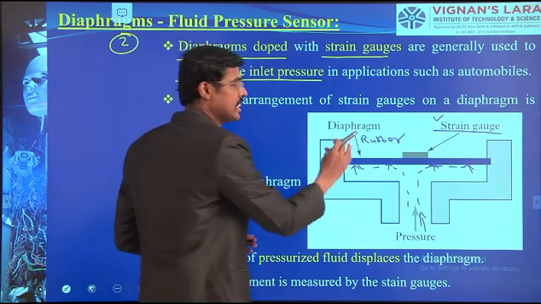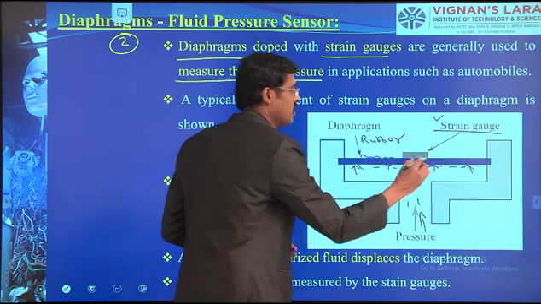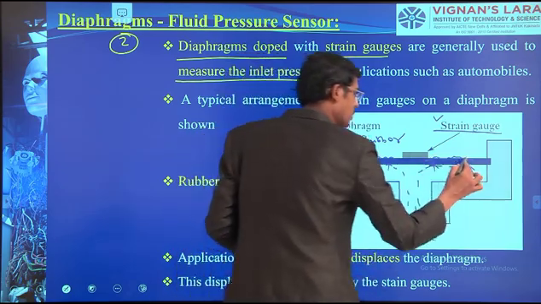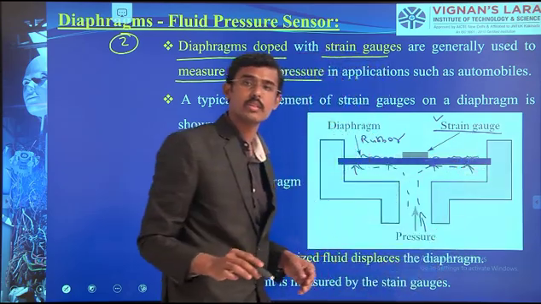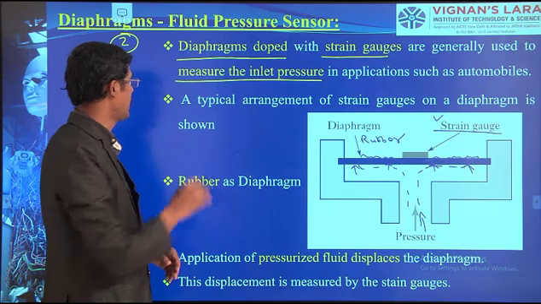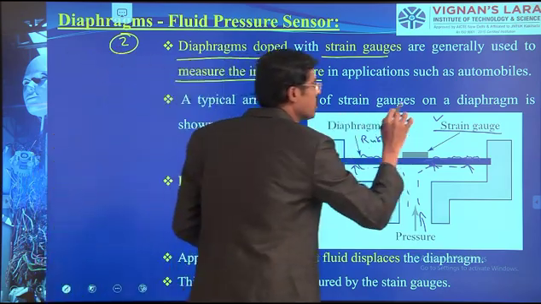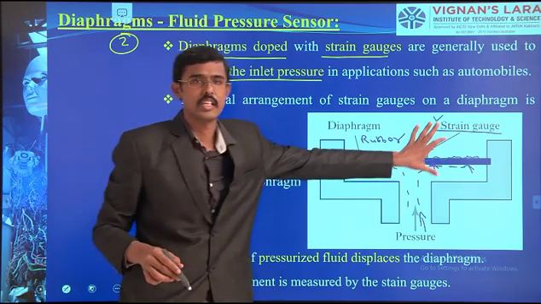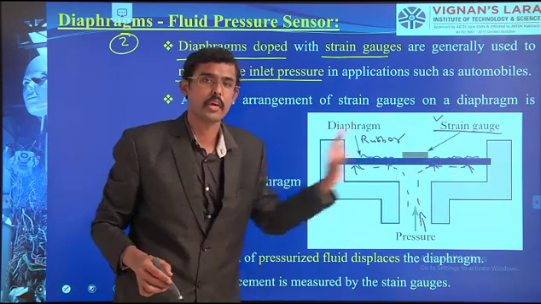So therefore the elastic deformation occurs here and there. Here and there the changes occur. These changes we are going to measure through the strain gauge measurement. A typical arrangement of strain gauge on the diaphragm is shown. Right? A typical arrangement, the strain gauge is fixed, that is showing here.